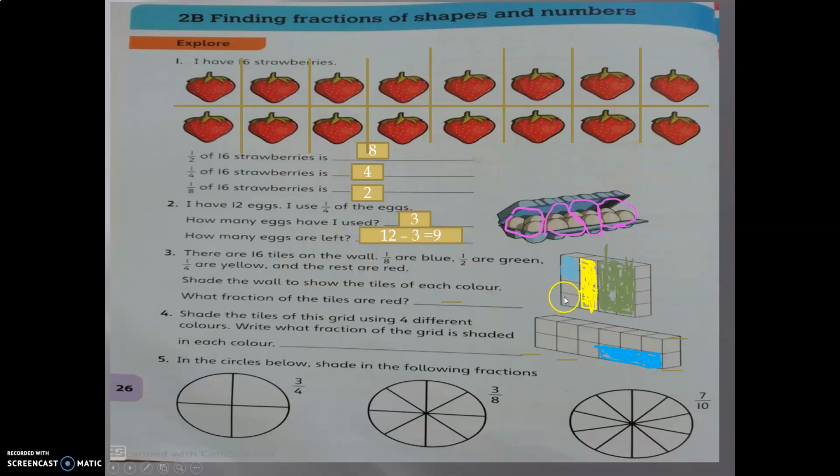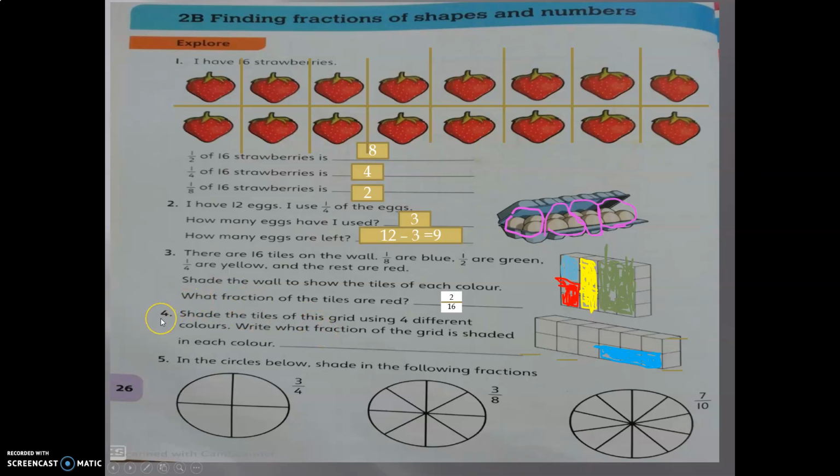So where is the rest here? These 2 are red. But can we write a fraction for the tiles that we colored in red? What fraction of the tiles are red? It is 2 out of the total. How many? He told you in the beginning. Yes. 2 out of 16 is the fraction for the red. The 2 tiles were colored in red out of the total 16 tiles.